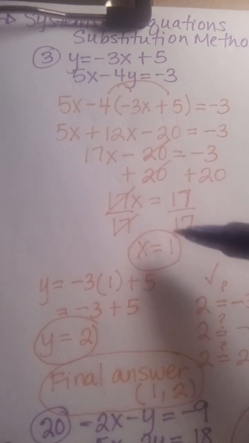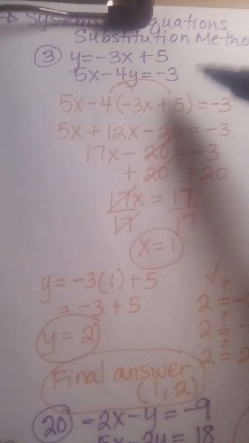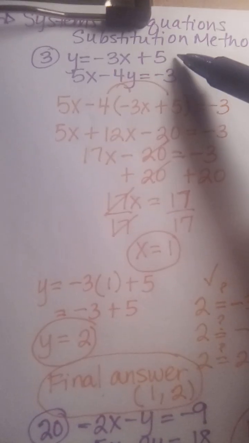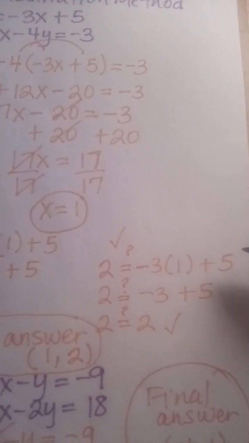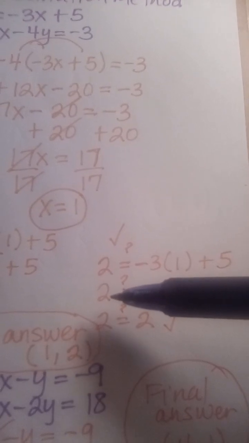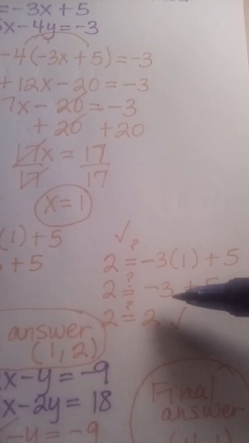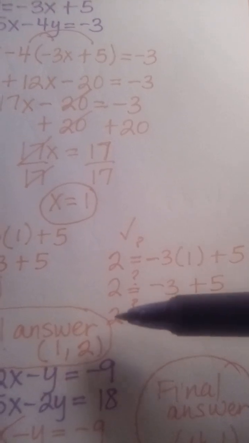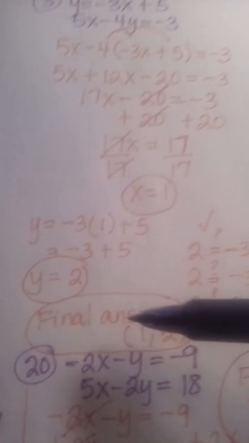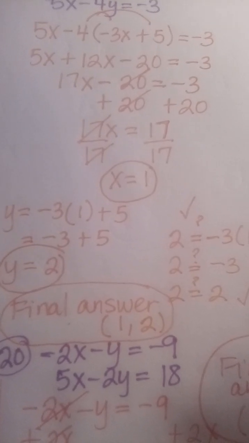In order to make sure that you have those two numbers correct, double check by using either of these two equations. I used the first one with the y. So we have 2, question mark, equals negative 3 times 1 plus 5. Same thing with 2, leave it alone. Question mark equals negative 3 times 1 is negative 3 plus 5. 5 is bigger than 3, so the answer will be 2. Does it match? Yes. Our final answer is x equals 1, y equals 2.